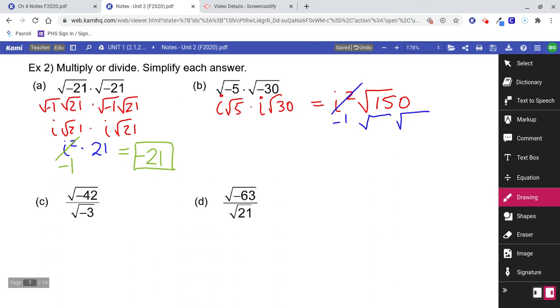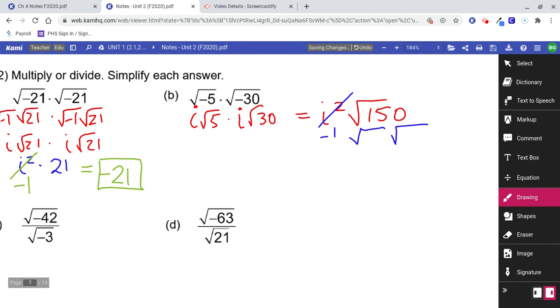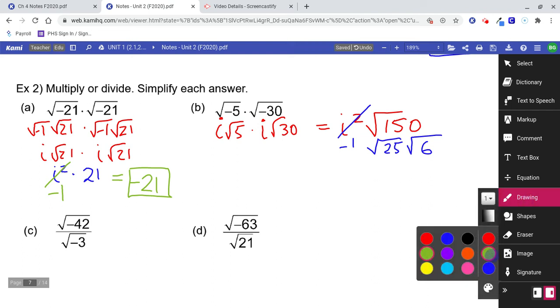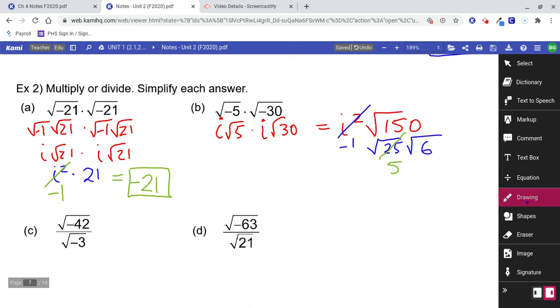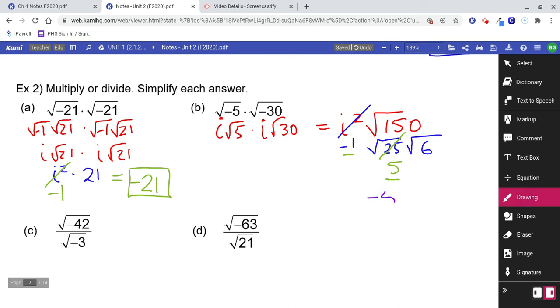So you go back to that list again. Okay? That list right there of numbers you know the square roots of. And I know 25 goes into 150, so let's try that. 150 is 25 times 6. Okay, so good. I know square root of 25 is 5. So if you put your pieces together, you've got -1 times 5, sorry. We would get -5 times the square root of 6.